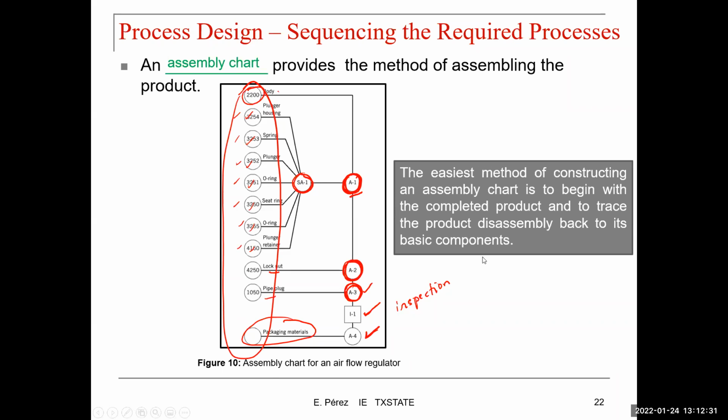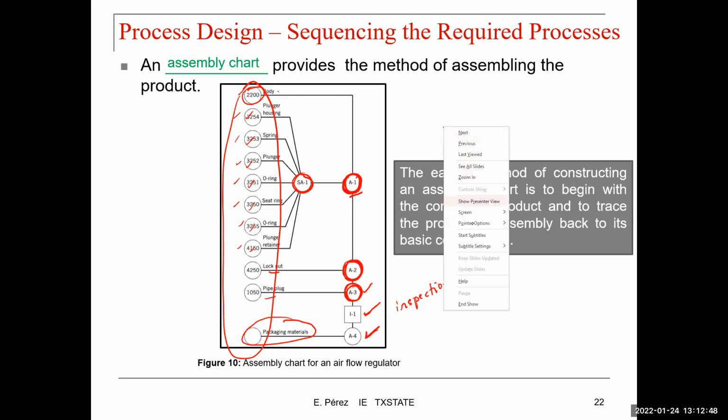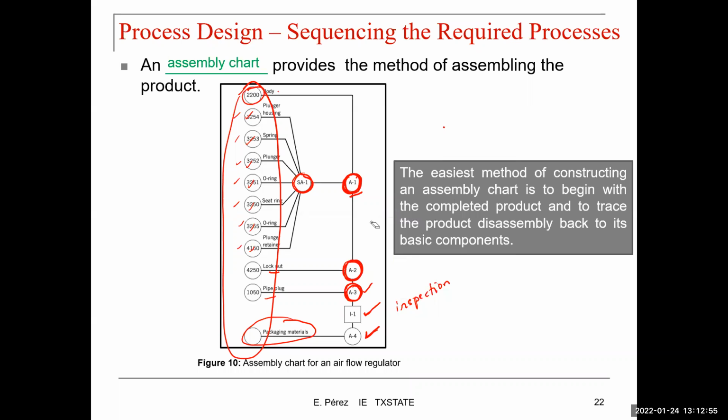So if I understood your question, what I'm just discussing right now is what would be the best way to create an assembly chart like the one that I'm presenting in figure 10. So if you want to create a figure like this one, the best way for you to create a graph like this one is to trace back the pieces that were needed for the final assembly.